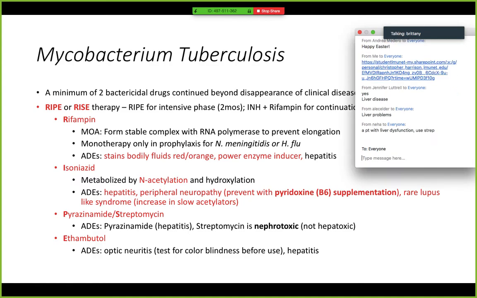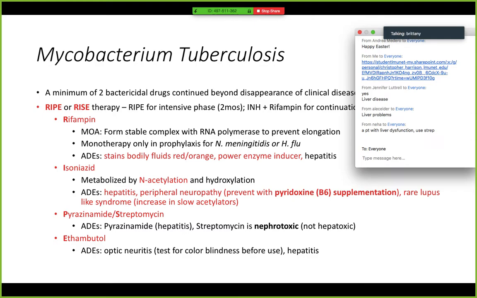Right, liver disease. Yes, that's exactly correct. If you have a patient who presents with a lot of liver problems, go ahead and use streptomycin because it's nephrotoxic instead of hepatotoxic. Of course, the other three, rifampin, isoniazid, and ethambutol, are all hepatotoxic, but it's better to have three hepatotoxic agents instead of four. I think that's kind of the logic there.